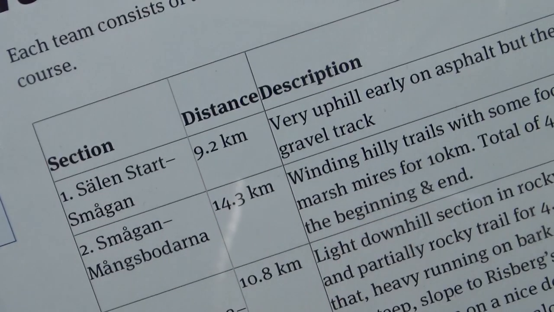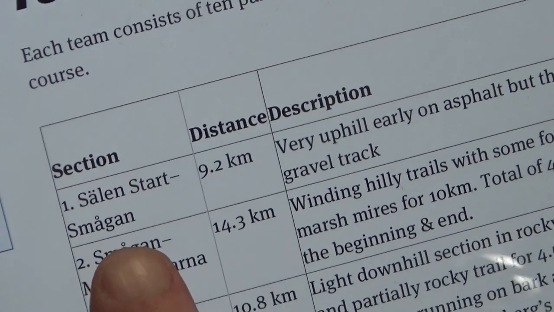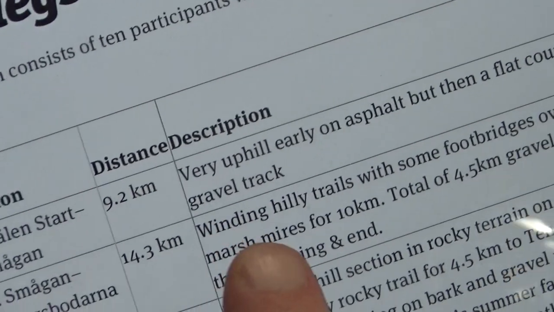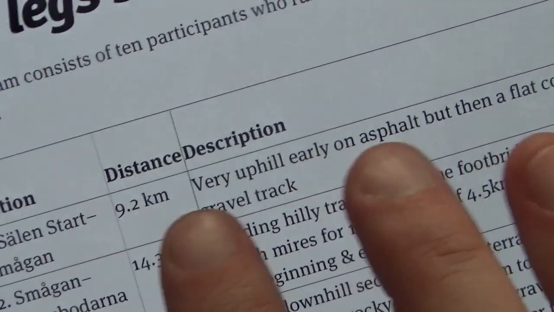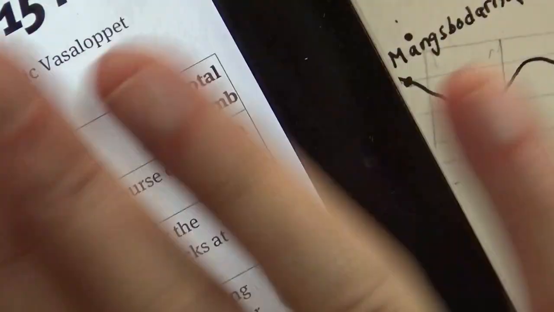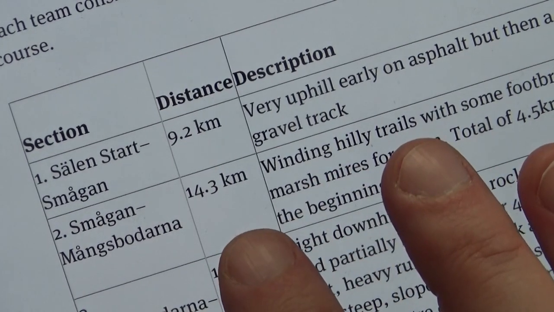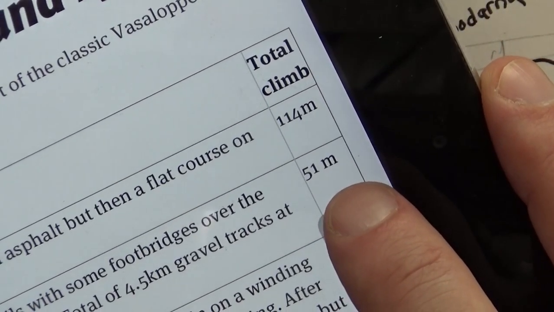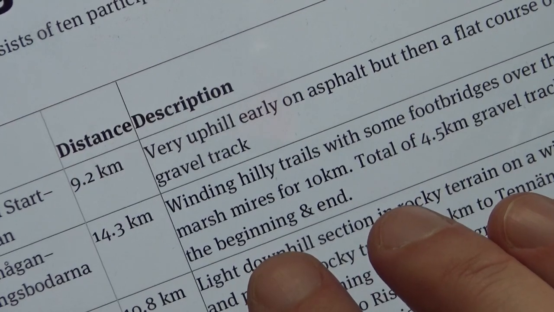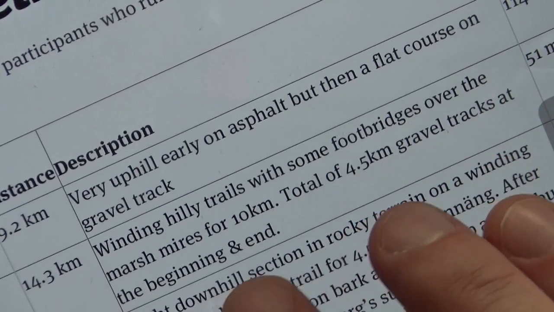Read a bit more about the different sections here. So we have the first section, Berga start to Smågan. It's very uphill early on asphalt, but then a flat course on gravel track. 9.2 kilometers and 140 meters total climb. So it's very steep, or very much uphill. The Smågan to Mångsbodarna section is 14.3 kilometers long, 51 meters total climb. It's a winding hilly trail with some footbridges over the marsh mires for 10 kilometers. A total of 4.5 kilometers of gravel tracks at the beginning and end.